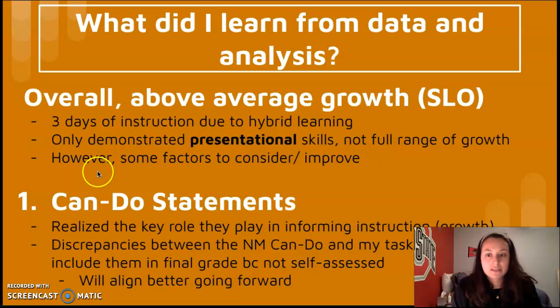Firstly, my can-do statements. In their absence, I realized the key role they play in informing instruction, specifically growth targets, differentiation, etc. In trying to retroactively create my can-do statements, I found some discrepancies between the novice mid can-do provided by ACTFL and the ones I created for my task. This, in combination with the fact that the learners did not fill them out for themselves, made me feel like they were not an accurate representation of student growth and decided to not include them. I will much better align my can-do statements and my tasks going forward.